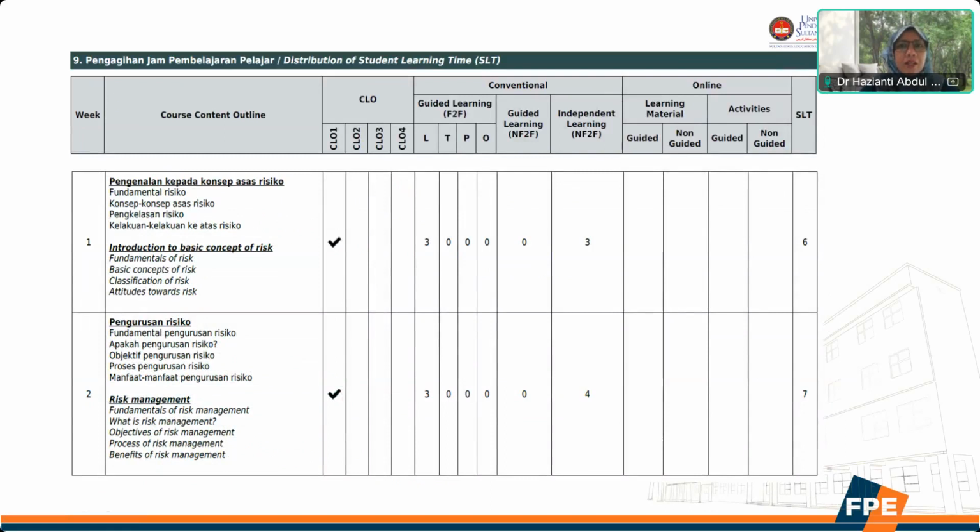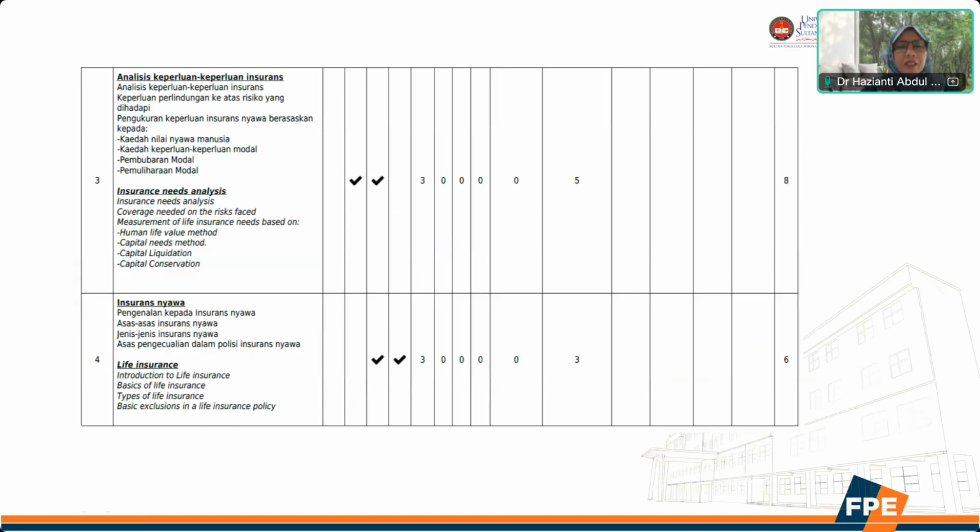As you can see here, the first week, which is this week, we're going to look at the introduction to the basic concept of risk. So you're going to learn about the fundamentals, the concepts, the classification, as well as attitude toward risk. So the next week, we're going to look at risk management, and we cover all the objectives, process, as well as the benefits of risk management. And then in week 3, we're going to look at insurance needs analysis. Right? So this will involve some calculations on your part.